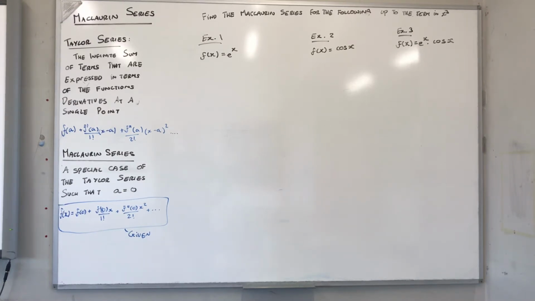Yeah, so if I want to take these up to the term in x cubed, like I've said, find the Maclaurin series for the following up to the term in x cubed. So I'm going to need to have at least 4 terms. I'm going to have f of 0, f dash 0, f double dash 0, and f triple dash 0, as that'll be when we first get x cubed. So let's get those derivatives.